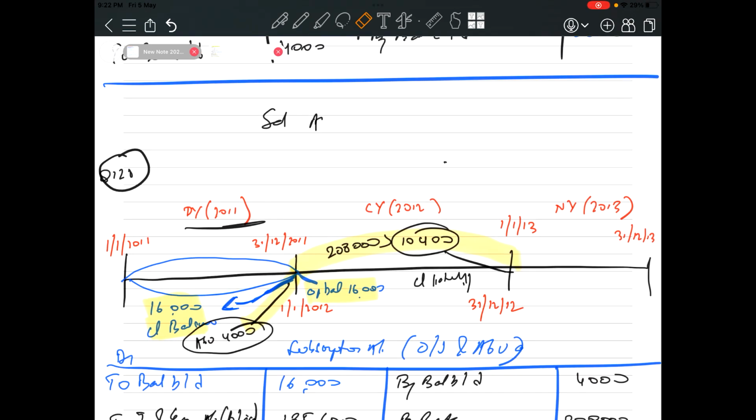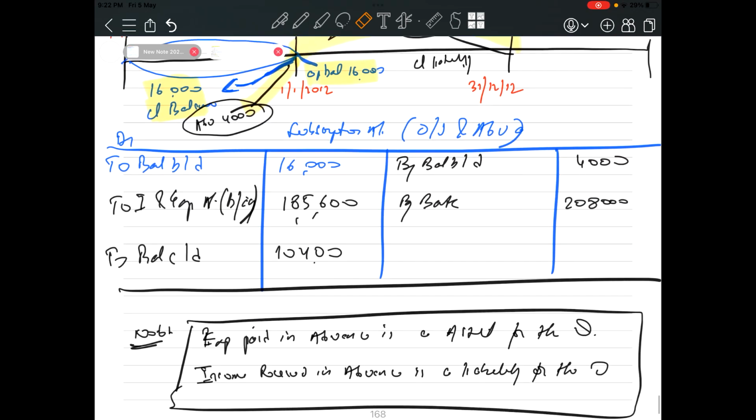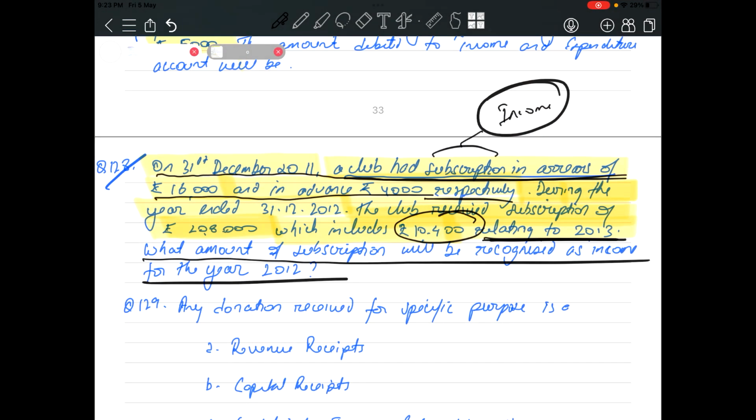You note the timeline first, then you note this subscription account. And this note is very important. Expense paid in advance is an asset, income received in advance is a liability. Because the income for the organization means the employee has paid subscription in advance. So until the period has arrived, until the employee has received the benefit for which he has paid money, it will be a liability for the organization.